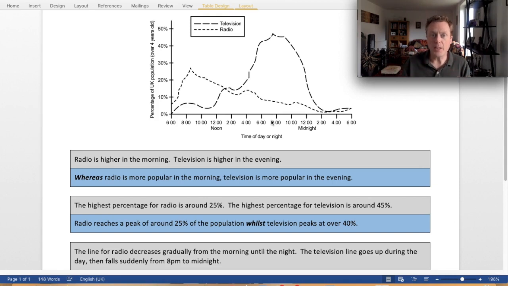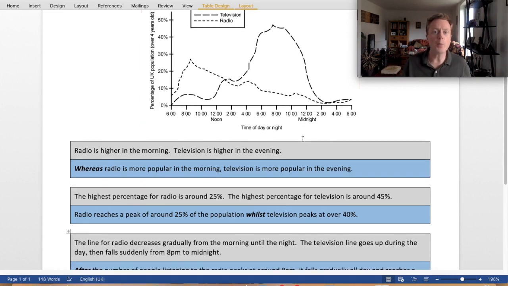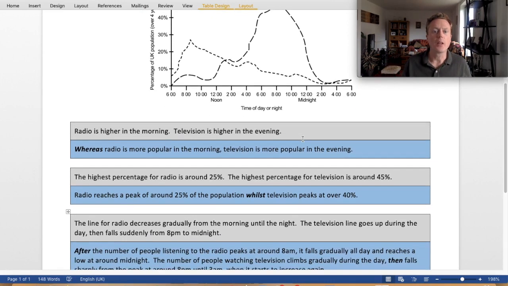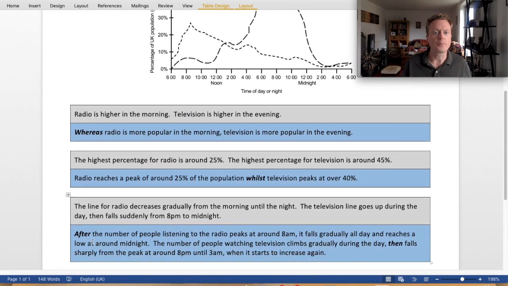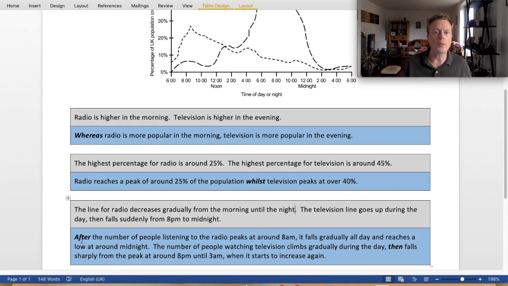We need to link it with adverbs. In the first two examples, we had contrasting adverbs, whereas or whilst. Indeed, we could substitute these. We could have whilst here and whereas here, because we're contrasting this and this. In the third sentence, we're talking about time over the day. So we need some adverbs that show sequence, that show time. And our good example is here. So we've got after as our adverb of time.